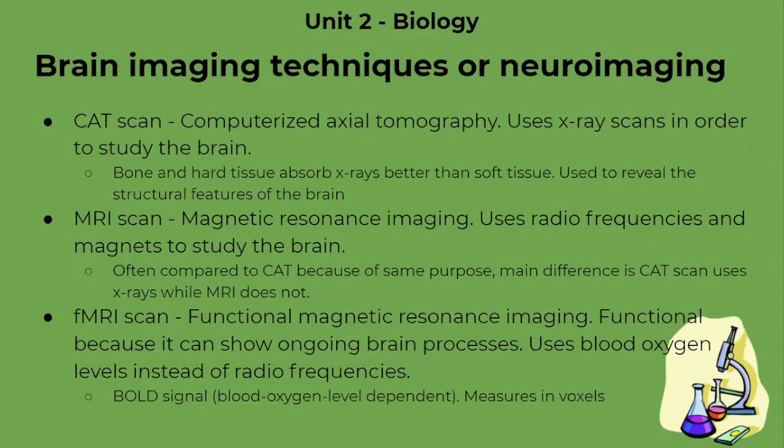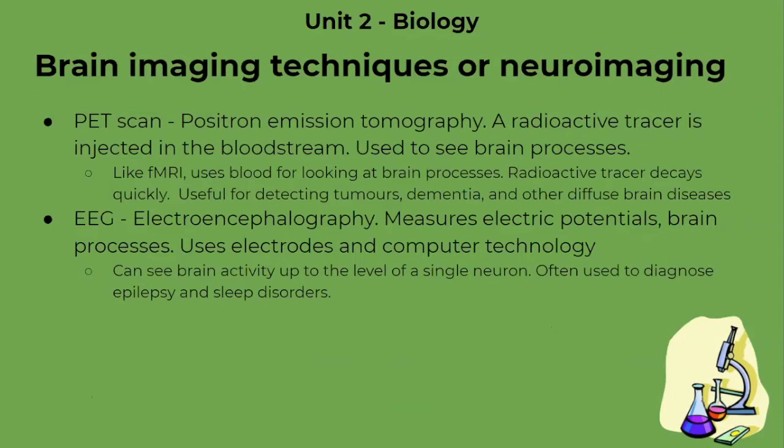fMRI, or functional magnetic resonance imaging, is functional because it can show ongoing brain processes. fMRI uses blood oxygen levels instead of radio frequencies. BOLD, or blood oxygen level dependent signal, is what is used in the fMRI scan, and it is measured in voxels.